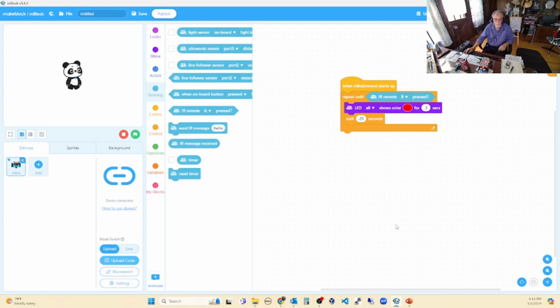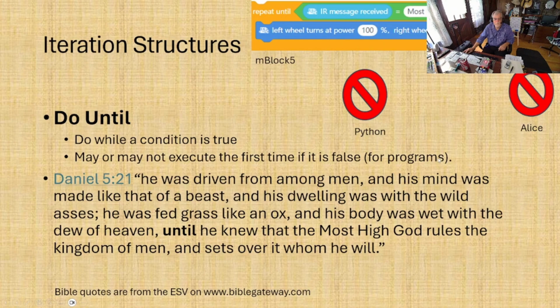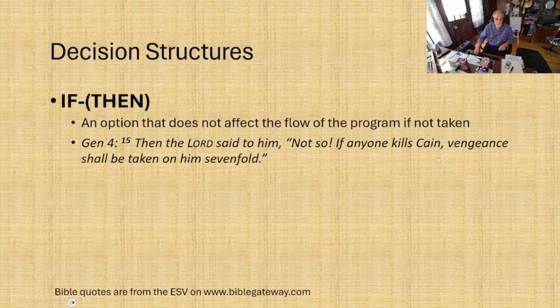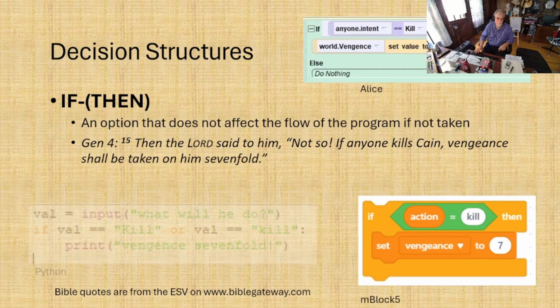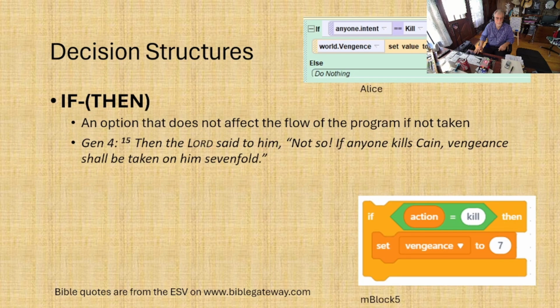Okay, let's pop on back over to our slides. What do we have next? Next we have an if-then statement. We call it an if or an if-then statement, depending on what language you're in. Alice and mBlock doesn't use an if-then statement.